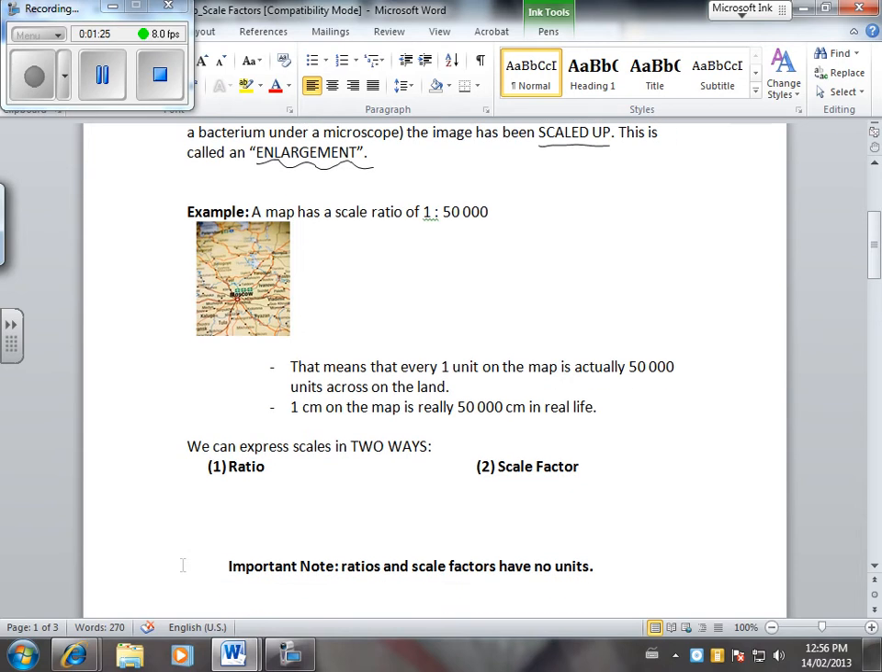Here we have an example. A map has a scale ratio of 1 to 50,000. We write ratios with a colon, so you'll always see a ratio written with a colon. This 1 to 50,000 ratio means that every 1 unit on the map is 50,000 units across the land. If this was given in centimeters, every centimeter on the map is 50,000 centimeters in real life.